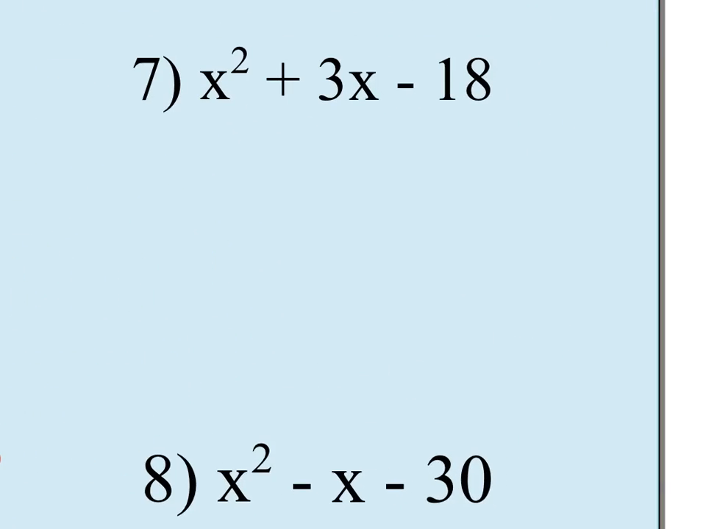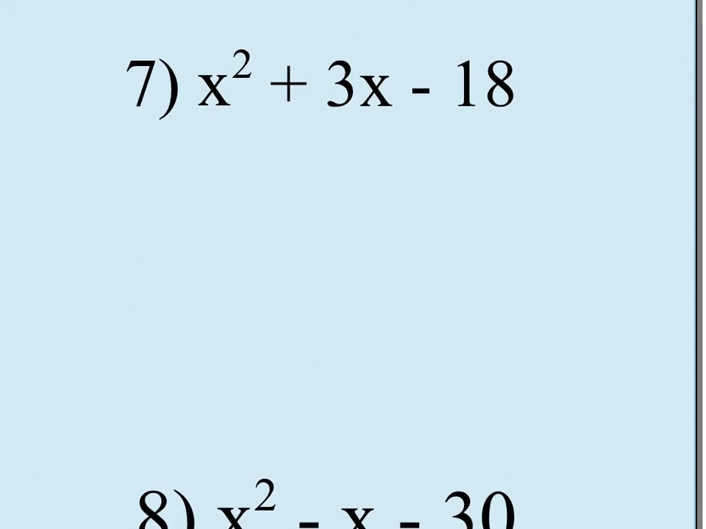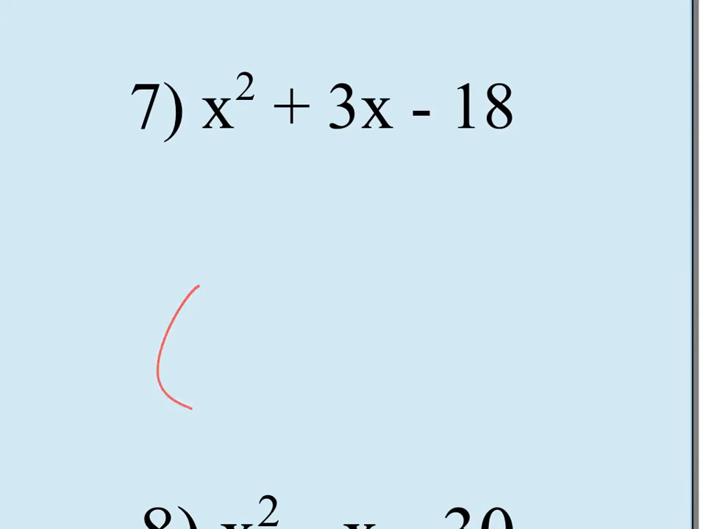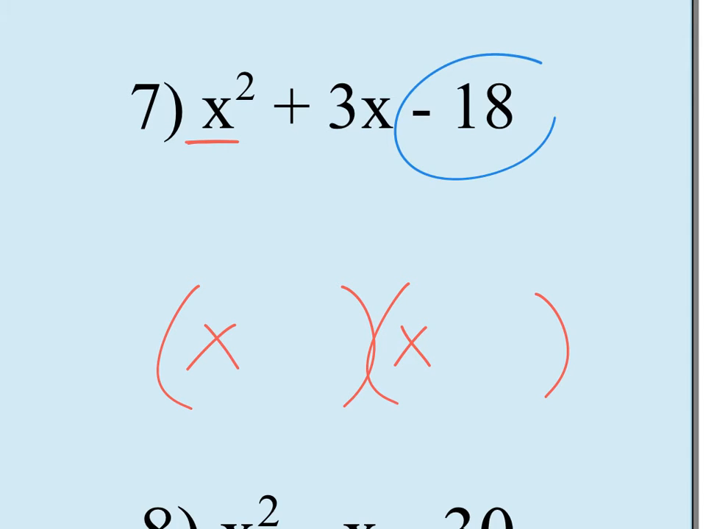Okay, zip up to number 7. All right, first one, this one's a little different now than all the rest. Start with my binomials. It does start with x squared again, so x and x when I'm factoring. But now with this one, I have to multiply two numbers together to give me negative 18. All the same rules still apply, but now I bet you can think of what's going to happen with my signs.